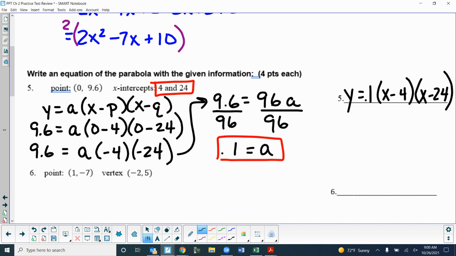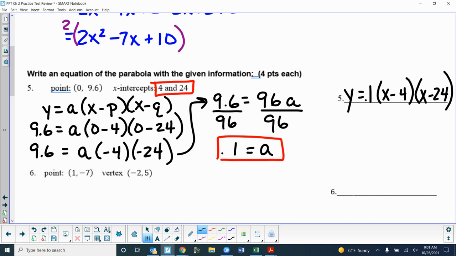Questions on number 5? Okay. So what some of you were forgetting to do in earlier assignments was figuring out the a. You guys were good at putting the 9.6 and the 0 minus 4, 0 minus 24, but then you were stopping. Okay? Find the a value and then write your equation. Leave your y and x as y and x. Just substitute in for a and p and q.